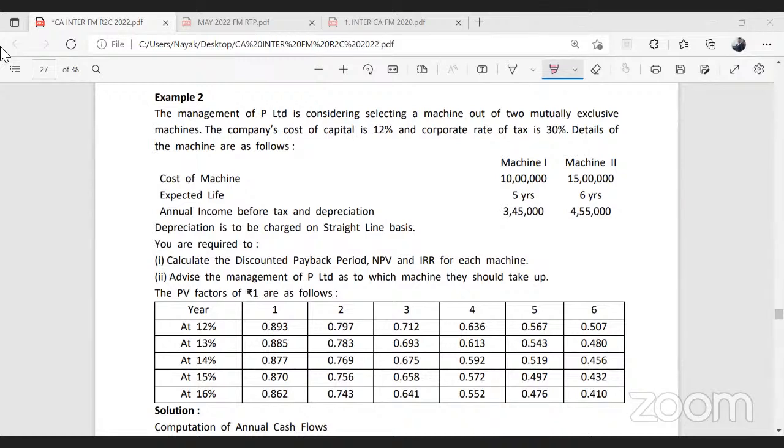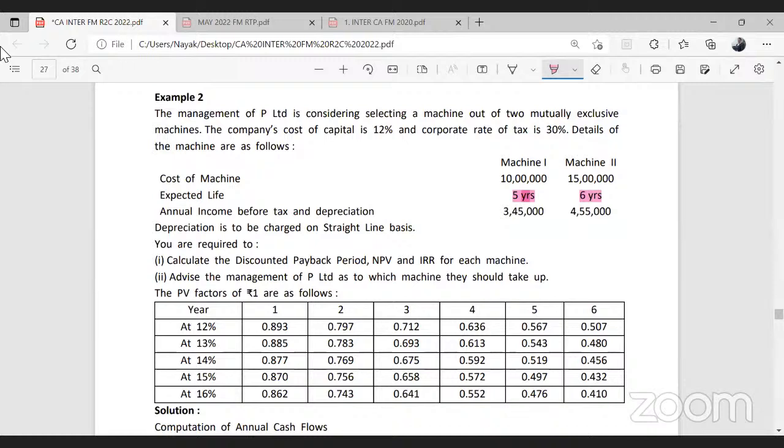So NPV, when you're calculating, in case you are comparing the NPV, you can go to know this 5 years and 6 years. Annual income before tax and depreciation is given to 3,45,000 and 4,50,000. Depreciation to be charged on straight line basis. Calculate discounted payback period, NPV and IRR for each machine. Advise the management of P Limited as to which machine we should take.